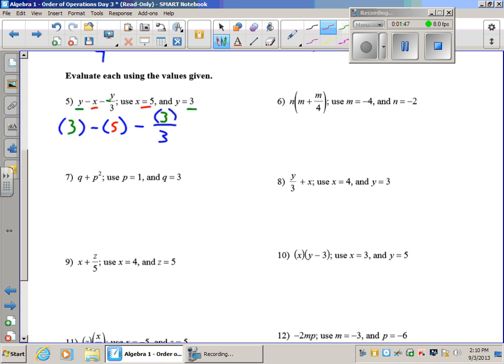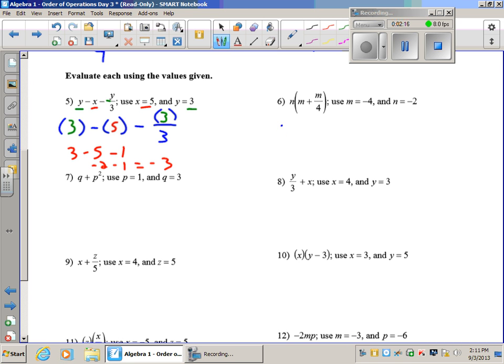So you have subtraction and you have division. So the division happens first. You got 3 minus 5. And 3 divided by 3 is 1, so it's really minus 1. So 3 minus 5, that's negative 2. Minus another 1 is negative 3. If you owe one person $2 and you owe somebody else $1, you owe $3.